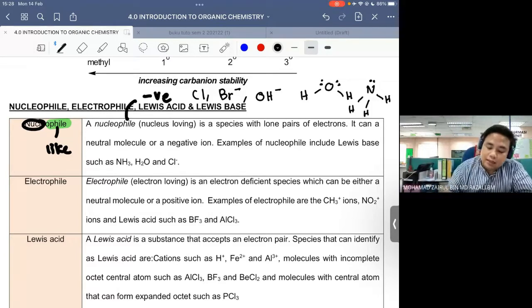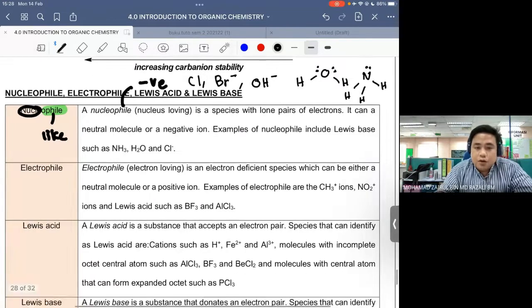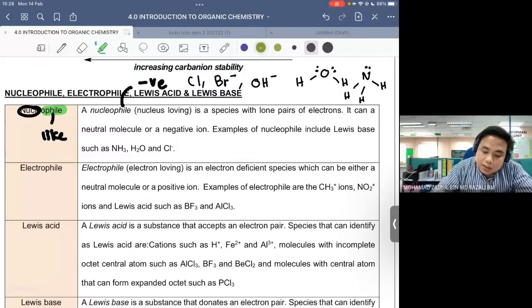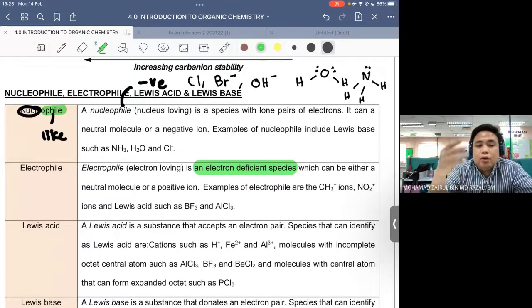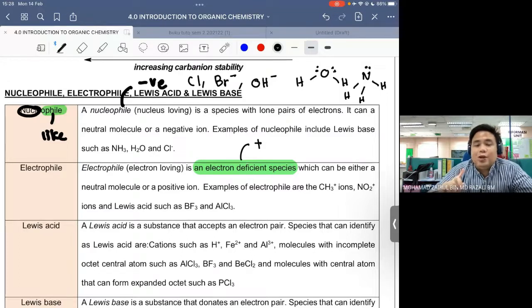Okay, and then the second terminology that you need to know is the electrophile. So electrophile, or other name we call it as the electron deficient species. Basically any species yang ada positive charge, ataupun any species yang ada incomplete octet. Recall balik incomplete octet waktu kita belajar chemical bonding semester 1. So basically incomplete octet tu adalah any compound yang ada aluminium or beryllium or boron as the central atom.